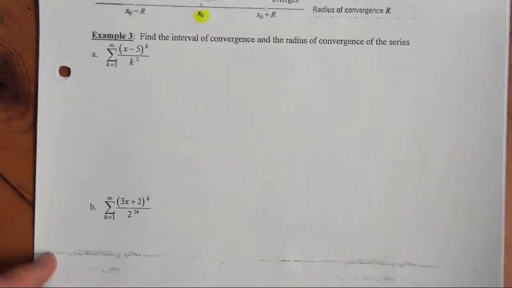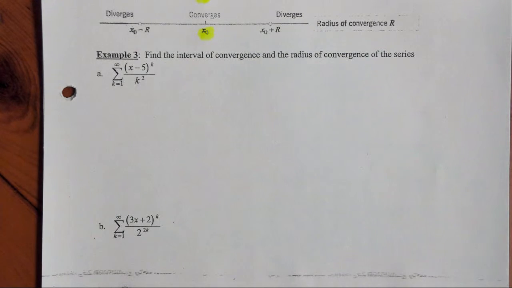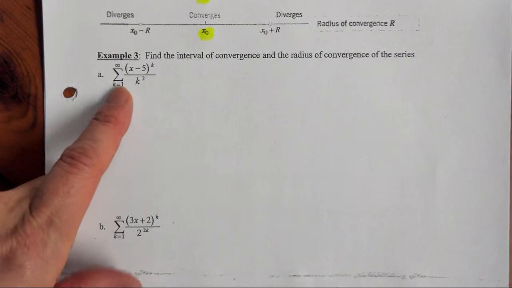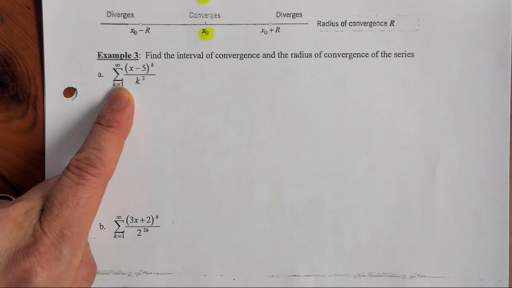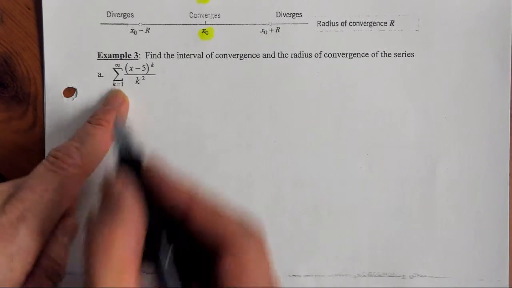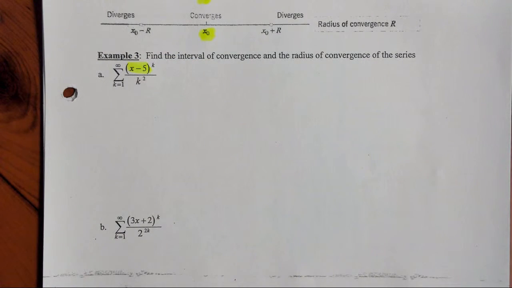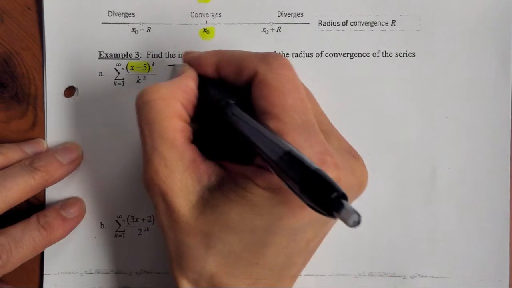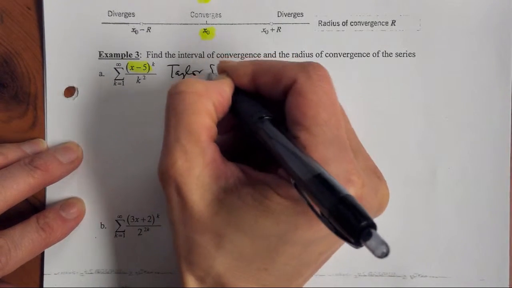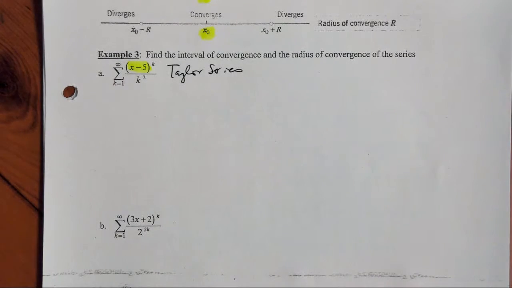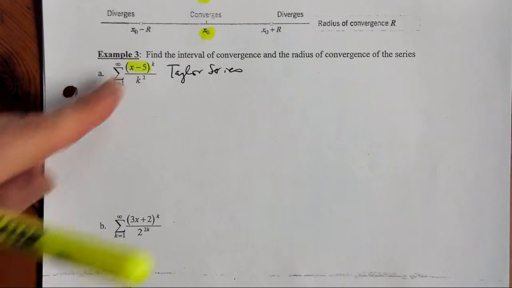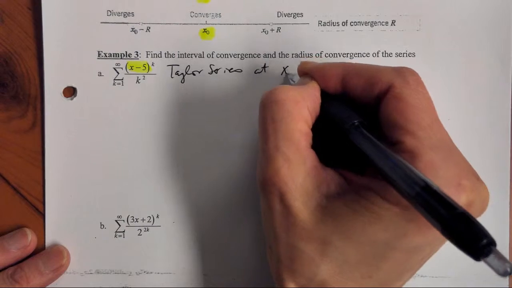Right, so let's go down here. It says to find the interval of convergence and the radius of convergence, so it's the same two instructions. So can you look at the series and be able to tell whether it's a Maclaurin or a Taylor? How do you know this is a Taylor? See this part right here? This is telling us that this is a Taylor series. And can you tell me what the center is? 5. At x equals 5.